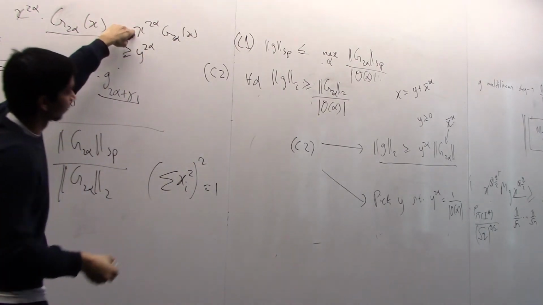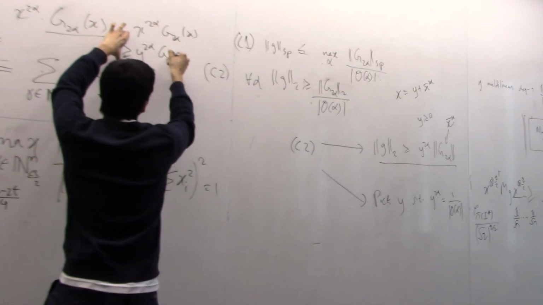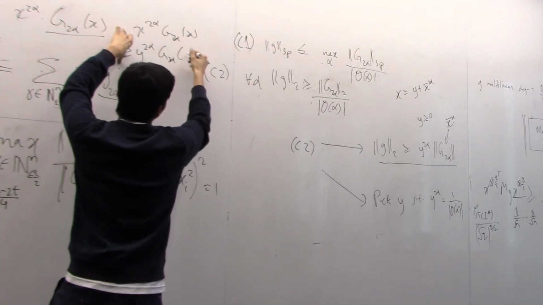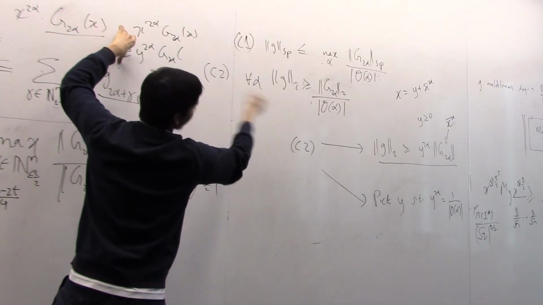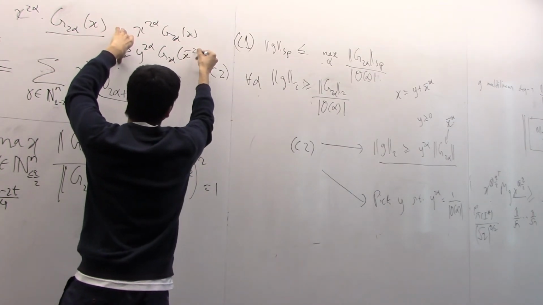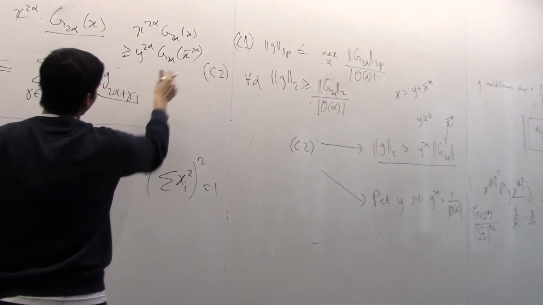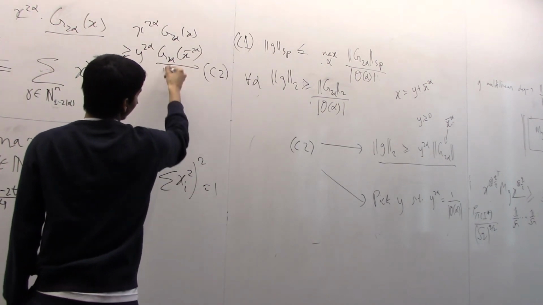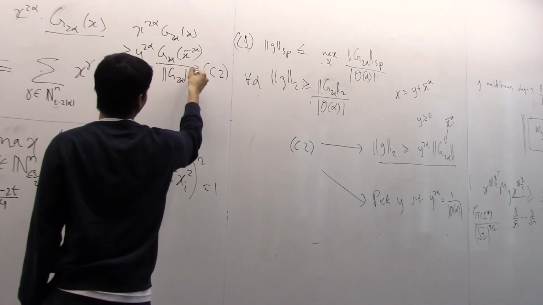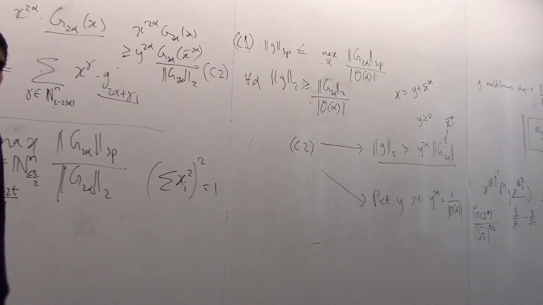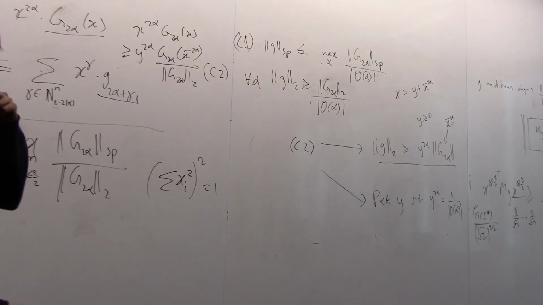y to the 2 alpha, because entry-wise x is greater than y. And this thing is entry-wise greater than x bar 2 alpha. Right? And this is exactly equal to the 2 norm of G2 alpha. So we get that claim. Right?